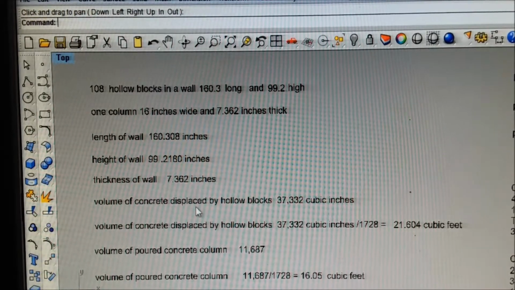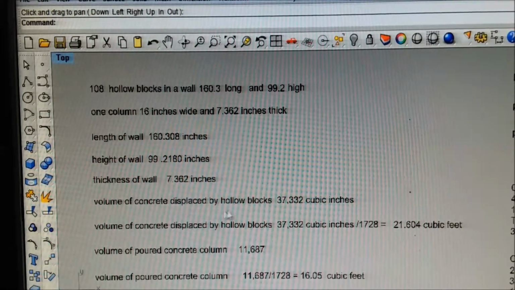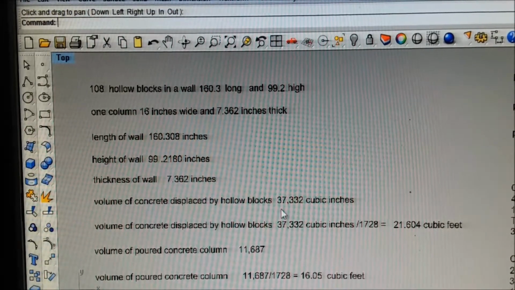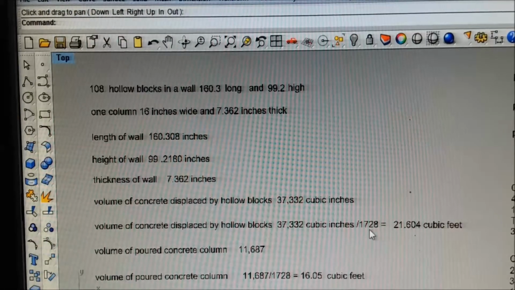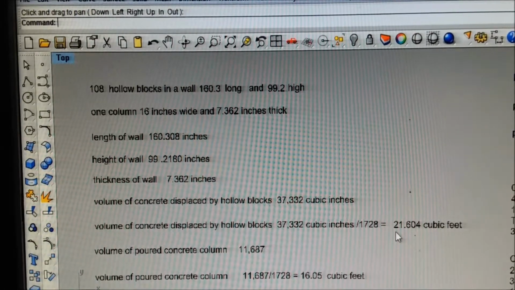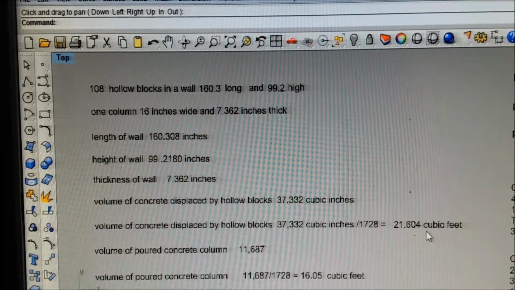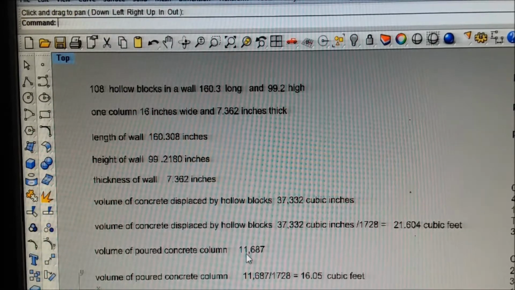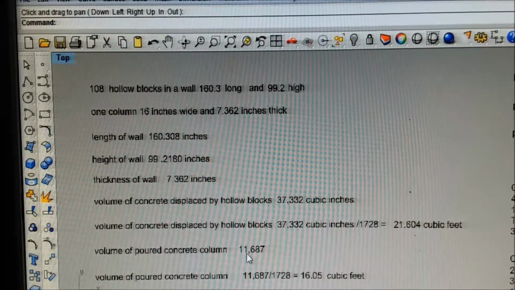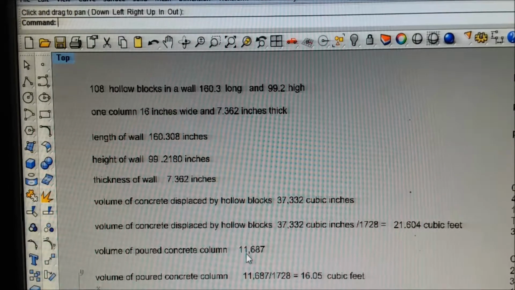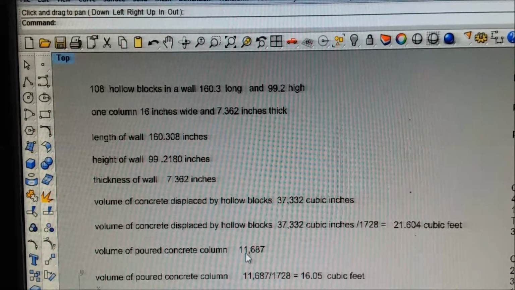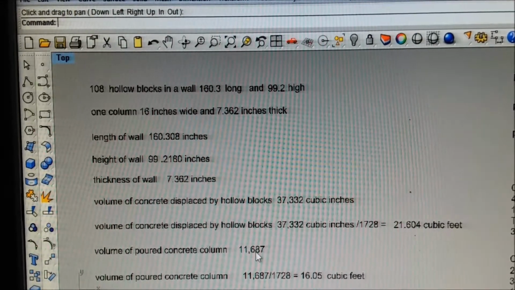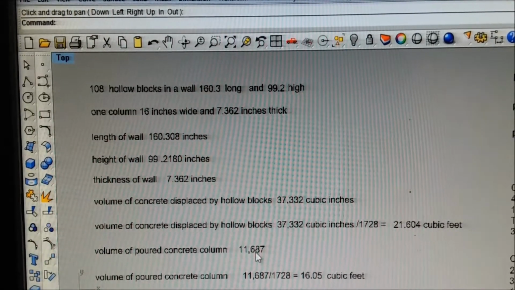And when we grind through this, the volume displaced by the concrete or the hollow blocks is 37,332 divided by 1,728 per cubic foot, which is 21.604 cubic feet of hollow block. Here's the length times width times thickness of our 7.362 by 16 inches by 99.208 high column. This column ends at the top of the hollow block.